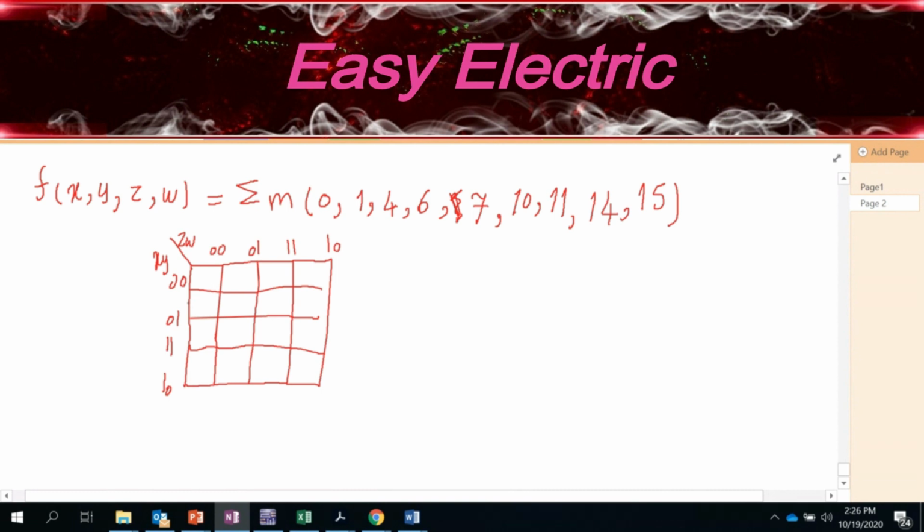I'm writing the minterm numbers very fast because we already did this. So this is 0, this is 1, this is 3, this is 2. This is 4, this is 5, this is 7, this is 6. This is 12, this is 13, this is 15, this is 14. This is 8, this is 9, this is 11, and this is 10. Just take a look inside the parentheses, the standard form, and see which minterm you have.